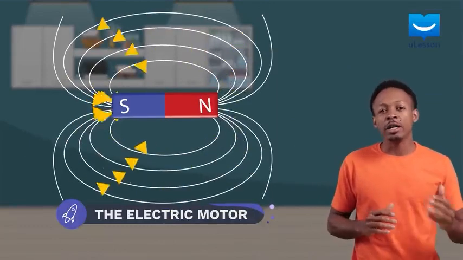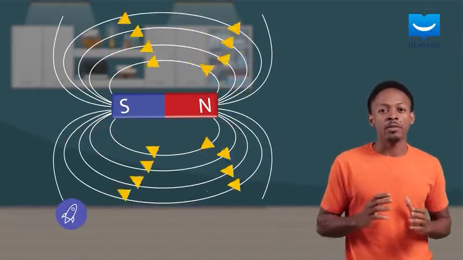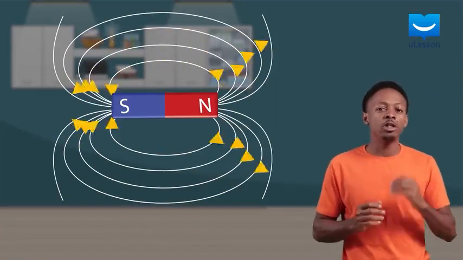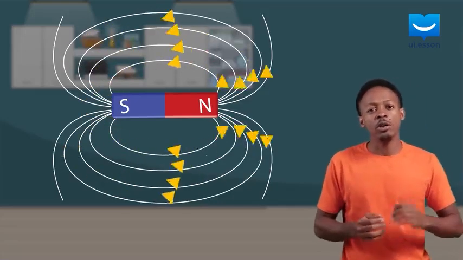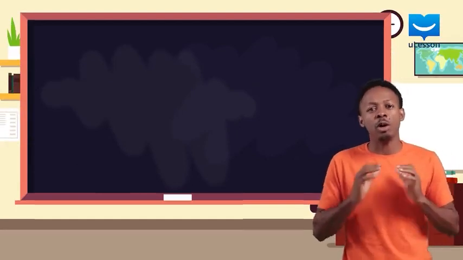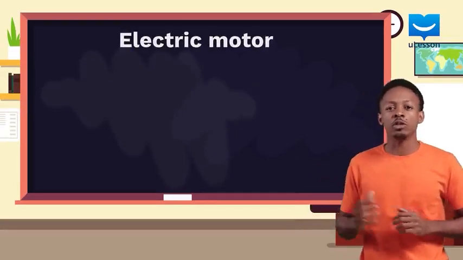Hi! In previous lessons, we have demonstrated the relationship between magnetic and electric fields and the force they exert on charges in a conductor. In this lesson, we shall look at one of the applications of this effect, and this is in the operation of electric motors.